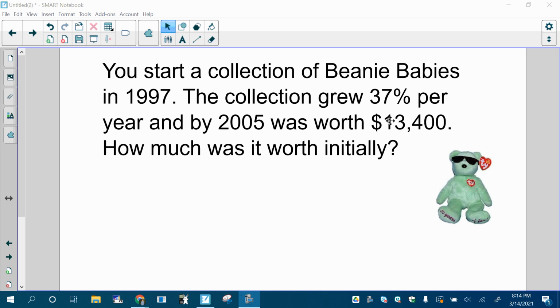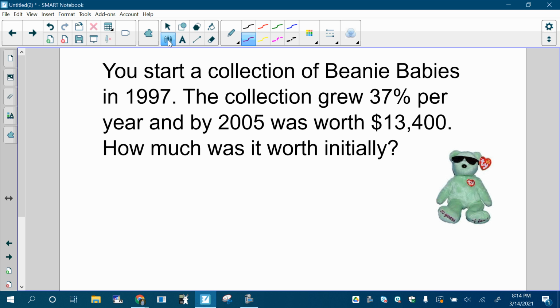Anyway, the collection grew 37% per year, and by 2005 it was worth $13,400. How much was it worth initially? Okay, so this is an exponential model. We're writing an exponential equation, y equals a times b to the x. The thing that's a little bit different about this is what they initially give us and what they're asking us to solve for. Okay, so let's just stay organized and it won't be too bad.